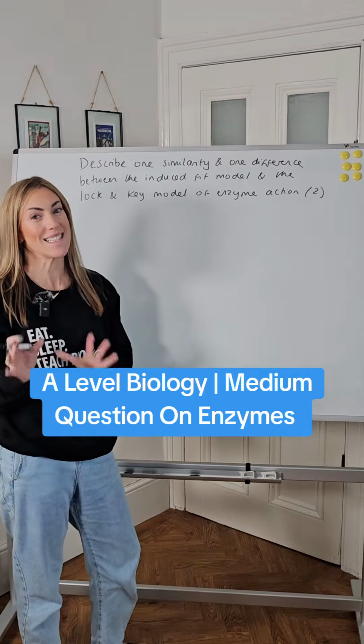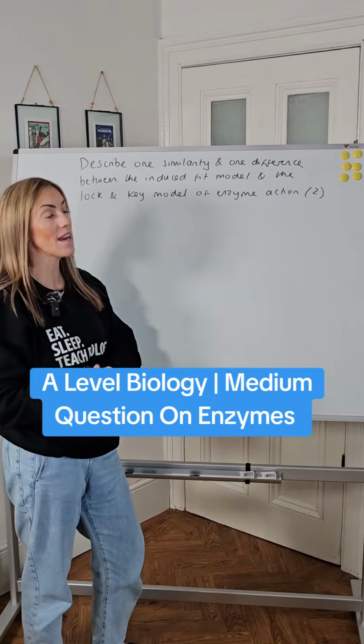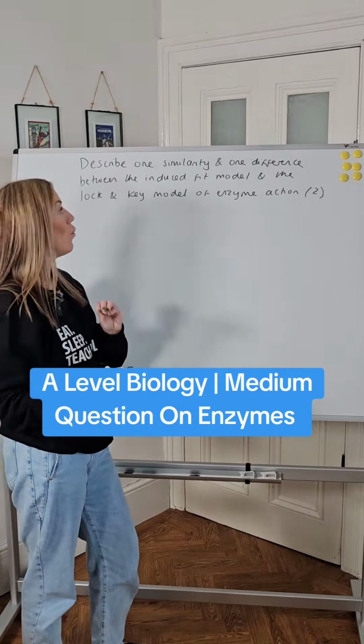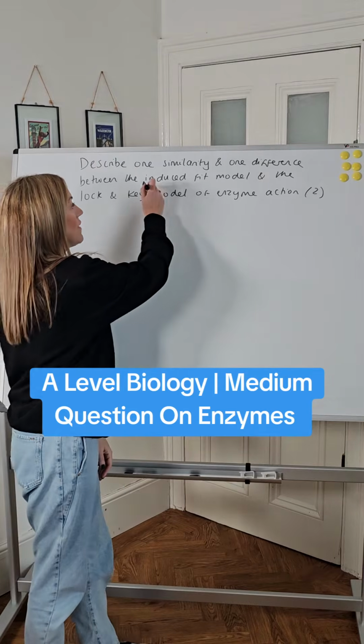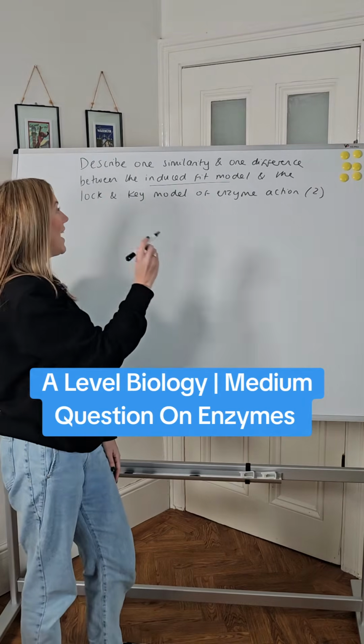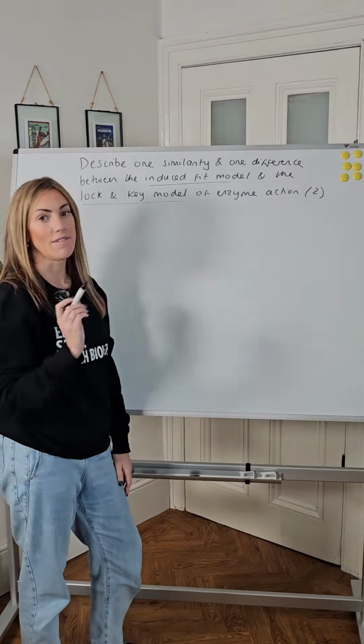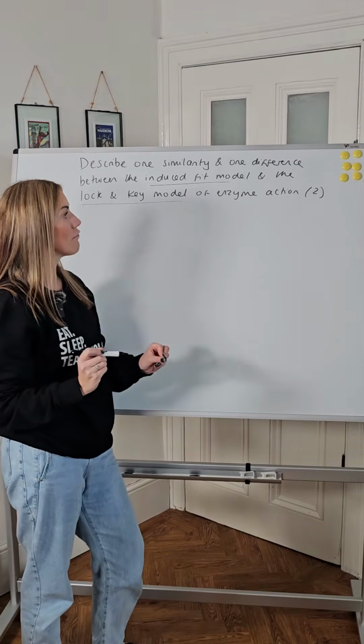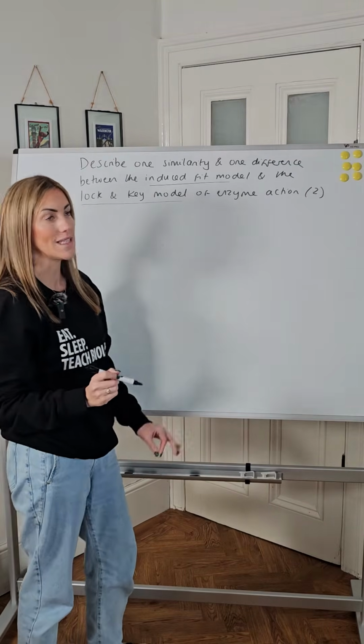A question about enzymes and how they work. So here it says, describe one similarity and one difference between the induced fit model and the lock and key model of enzyme action. So we're going to get 1 mark for a similarity and 1 mark for a difference.